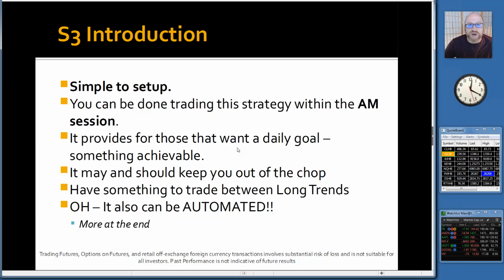It should keep you out of the chop, but it is really designed for choppy markets. So when I say it keeps you out of the chop, what it's doing is it gives you a strategy to actually trade the chop, and maybe that would be a better way of describing it.